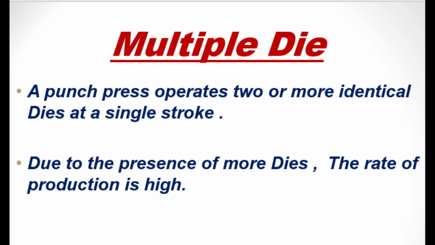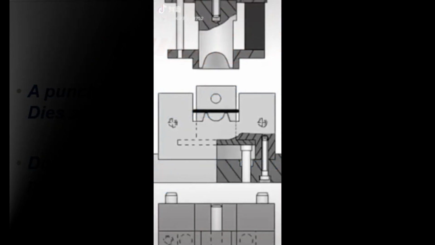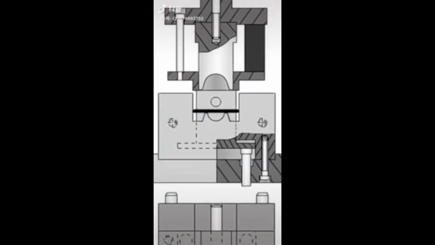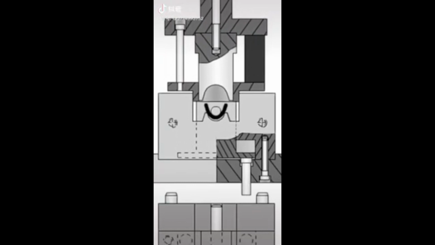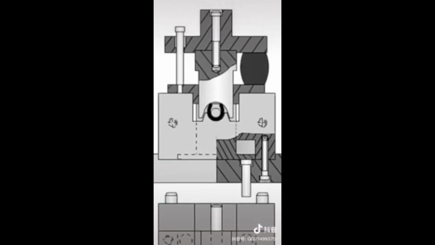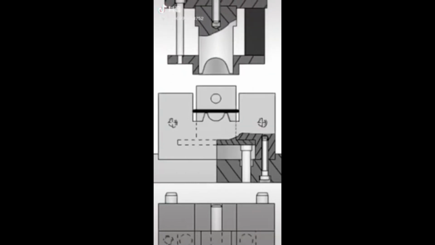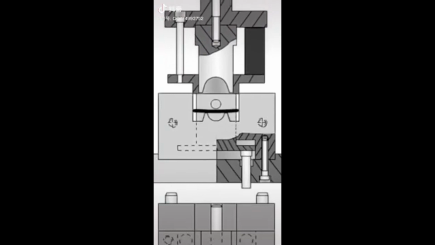Multiple die. In a multiple die, a punch press operates two or more identical dies at a single stroke. Here you can see, due to the presence of more dies, the rate of production is also high, and this process is very economical also.